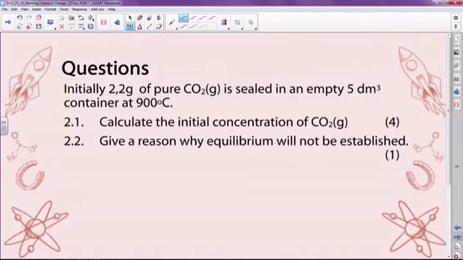So here we go. Initially, 2,2 grams of pure CO2 gas is sealed in an empty 5 decimeter cube container at 900 degrees Celsius. Calculate the initial concentration. Not so bad. Give a reason why equilibrium will not be established. That's an interesting question. Because of the calculation, I'm going to give you 2 minutes, and you're going to answer those 2 questions for me, and your 2 minutes starts now.